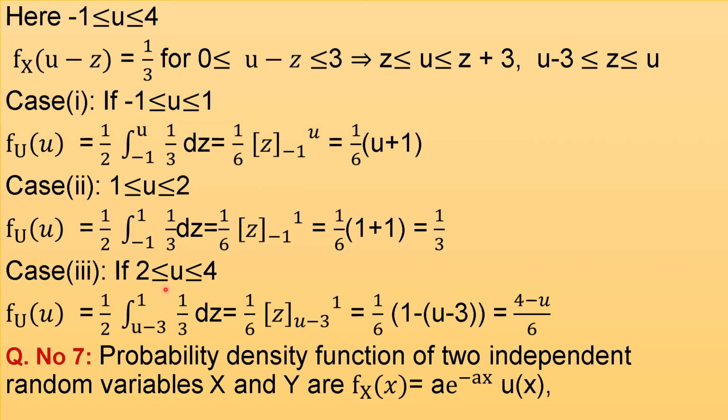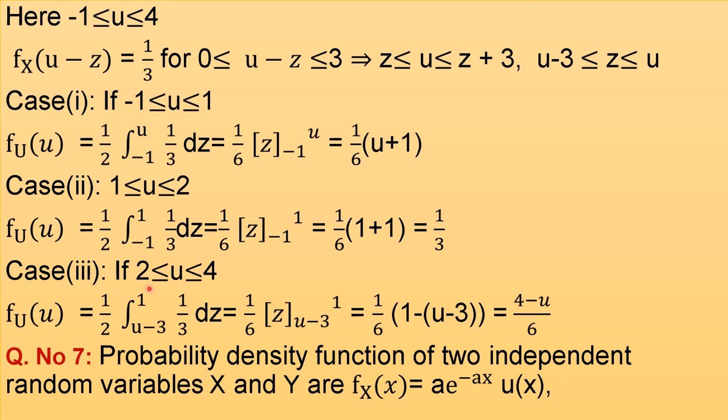So in this case, the lower limit you can take as u minus 3 itself, which is between -1 and +1, lies in the interval of z. Then the upper limit is u, and that u lies between 2 and 4. But z lies between -1 and +1. So you take the upper limit as 1 itself, the maximum.